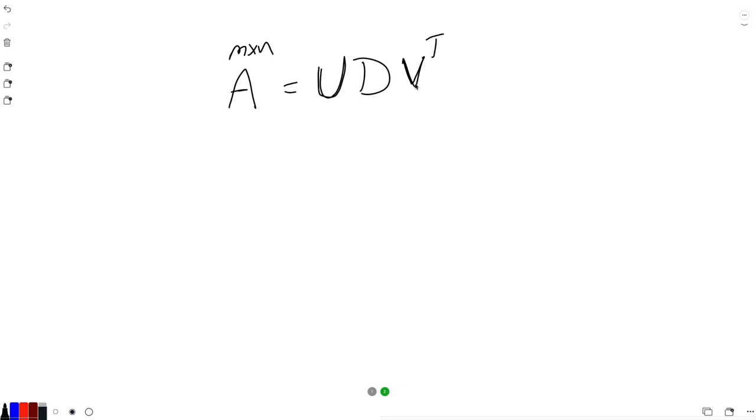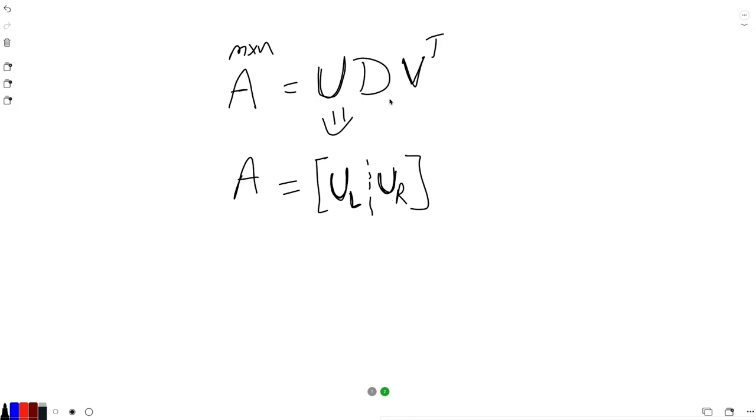This can also be described as A equal to the same thing, but we can divide the U matrix into two parts. The first columns on the left side we call UL, and the columns on the right side we call UR.